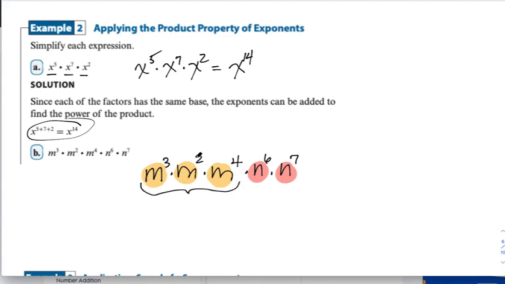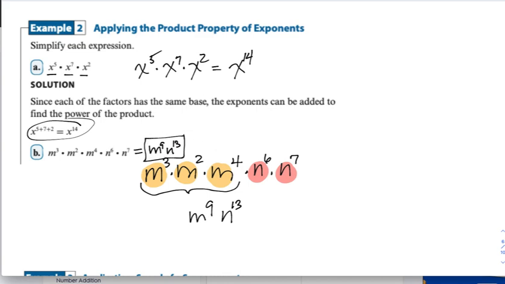M to the 3rd, m to the 2nd times m to the 4th, all of that comes together to give me, can you see? M to the 9th, because there are 9 m's here. 3 and 2 is going to give me 5 plus 4 is 9. And then over here, these n's are going to come together. Since I've got 6 n's here and 7 n's here, altogether I have 13 n's. So the simplified version of this is m to the 9th times n to the 13th.